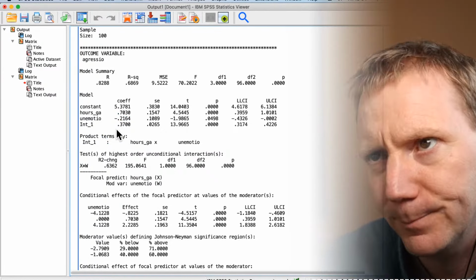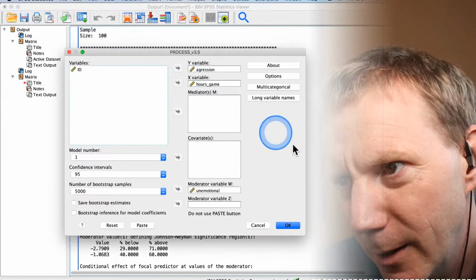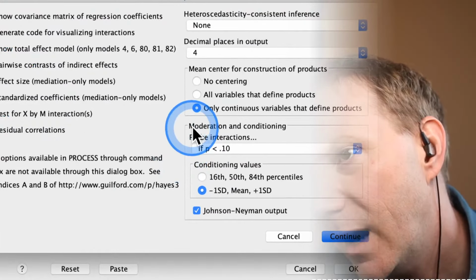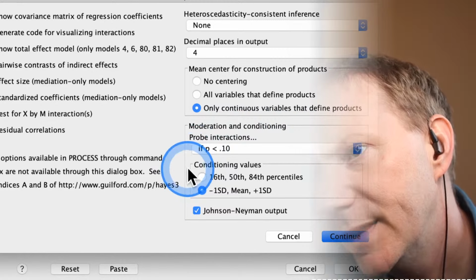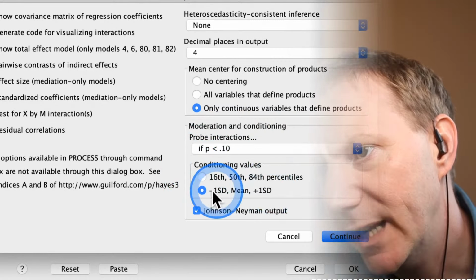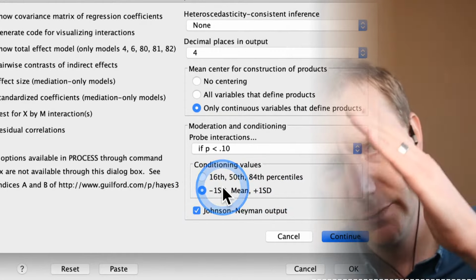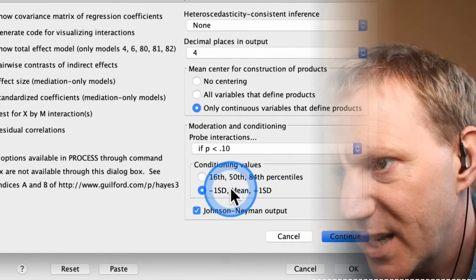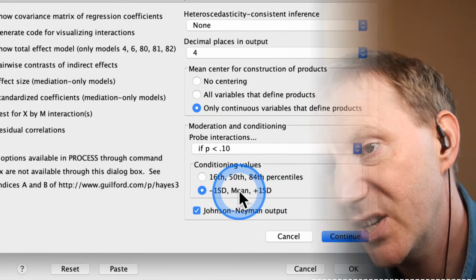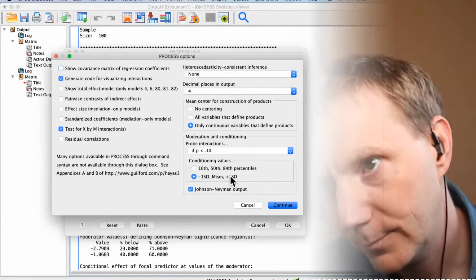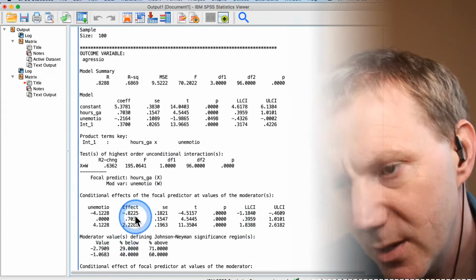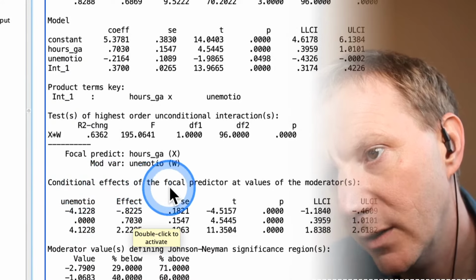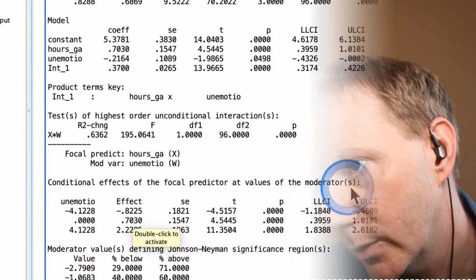And that is where, when we ran the analysis and looked at the options, we could state under moderation and conditioning values that we want to know what the relationship is on the different levels of the moderator. Here we chose to show one standard deviation lower than the mean, and one standard deviation higher. And that is what SPSS or Hayes' PROCESS package is providing you with in this first table: the conditional effect of the predictor at the values of the moderator.